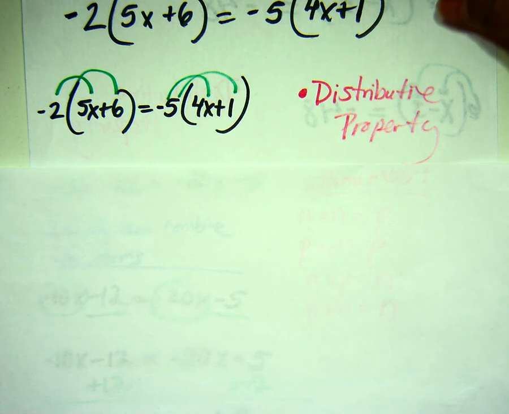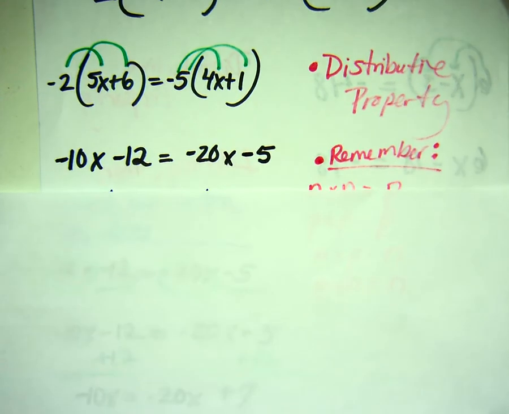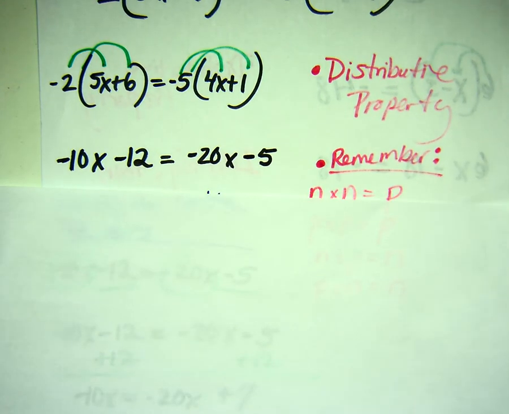We have negative 2 times 5x, which gives us negative 10x. Negative 2 times 6 gives us negative 12. So that's what we have right here. And then we have negative 5 times 4x gives us negative 20x. Then negative 5 times 1 gives us negative 5.